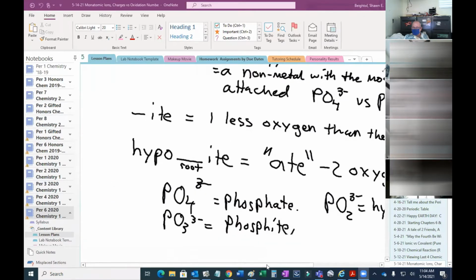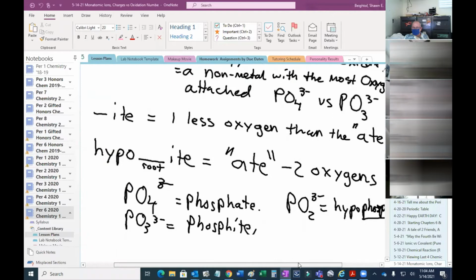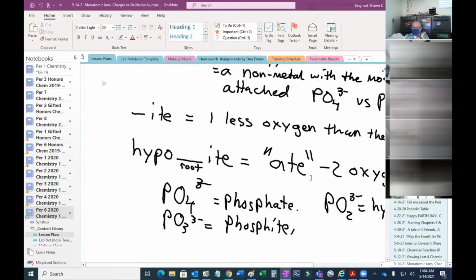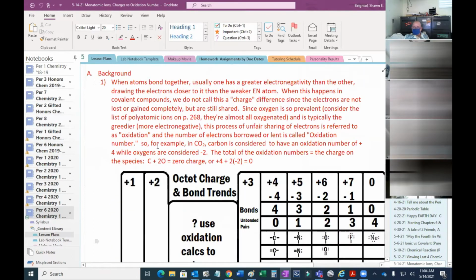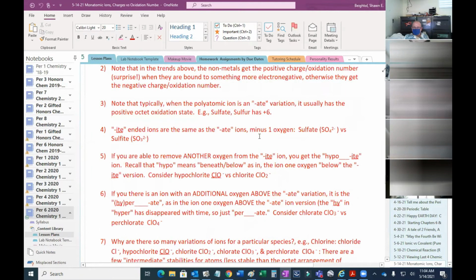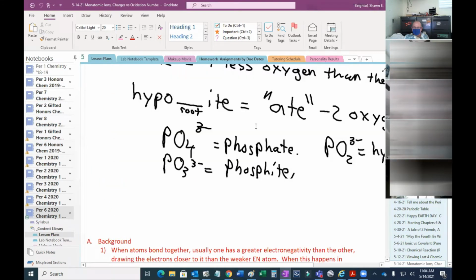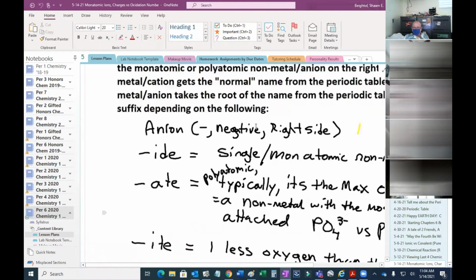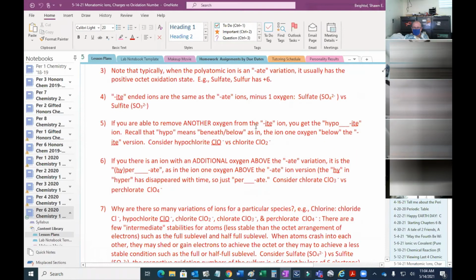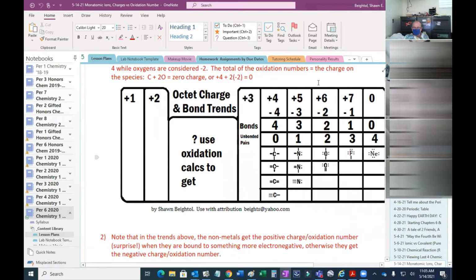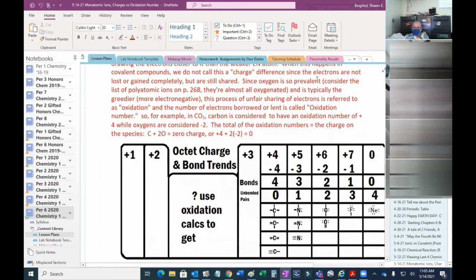Does it say per-ate there? I think it does. No, it doesn't. I don't have the per-ate. I wonder why. Down here, this is a deeper explanation of this. Down here in red is a deeper explanation of how to get the other ions from the ATE ion.